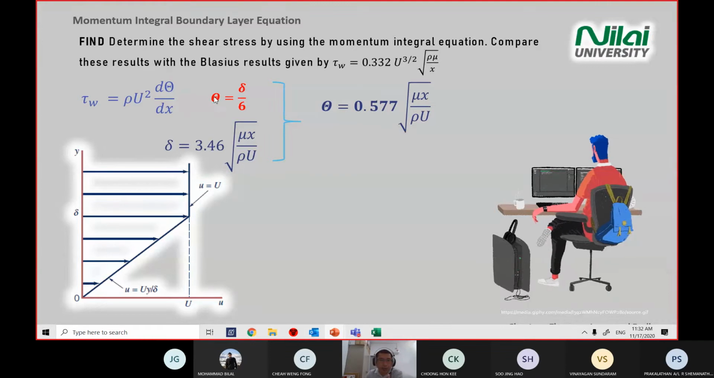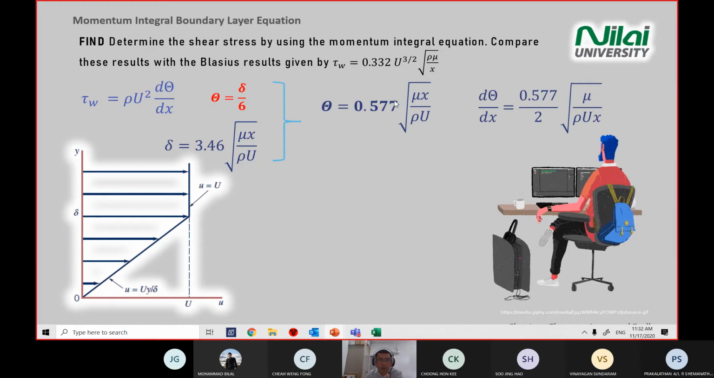Because we know that our momentum thickness equals delta divided by 6, you just take this term divided by 6. You will get 0.577 square root of the parameter, mu x divided by rho u. And then you do the differentiation because you want to put it back into the shear stress equation to compare with the Blasius results. So you put this one and then you differentiate with respect to x.